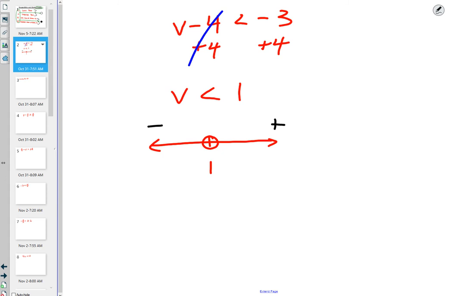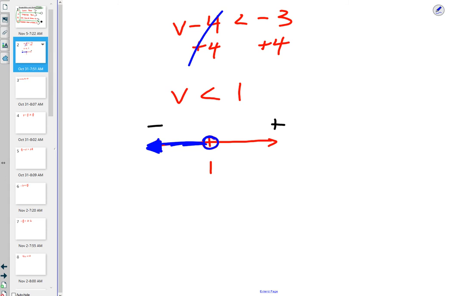Lana said shade left, and I agree with her. We have an open point, so I'll go ahead and shade the left side. But why is it the left side? Well, some kids will tell me it's because it's a less than sign, and less than signs go left. I don't like that justification.